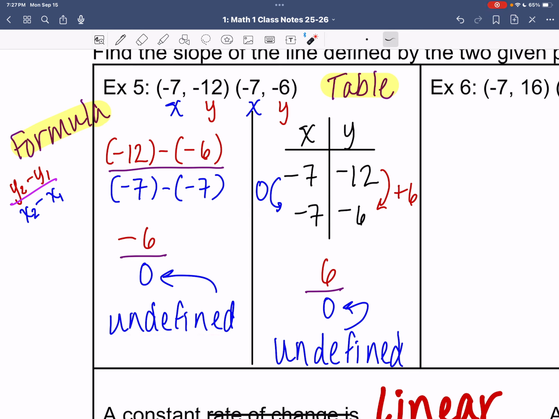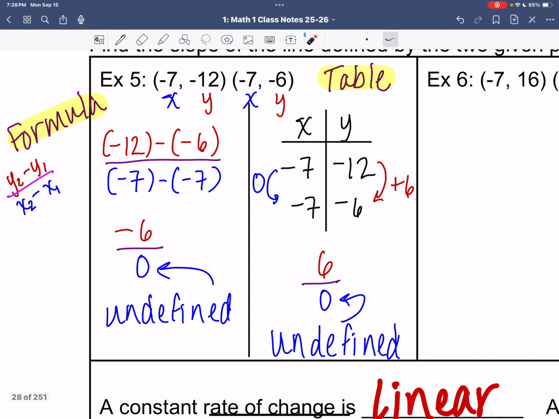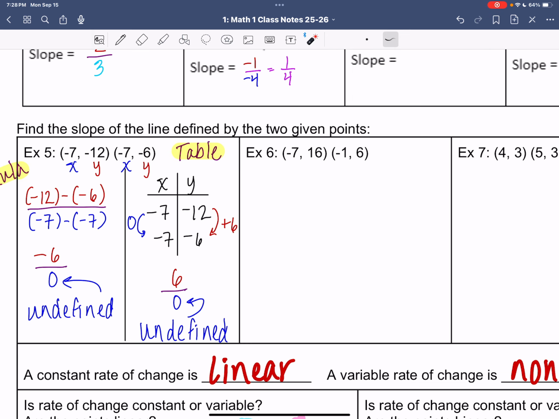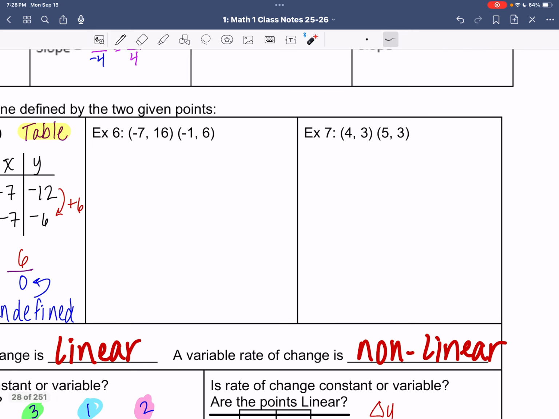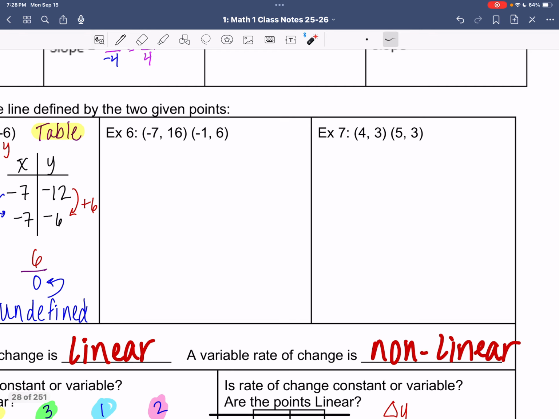The other way to do it is with a table. With the table, you're just finding the distance between the two and what direction you're moving. So you could start at -12, and to get to -6 on your number line, you would go up 6. And then if you're at -7, you wouldn't go left or right because you stay there, so your change is 0. Either way, we're still going to get the same slope. So whatever you feel comfortable with is how you should do it. I don't care if you do formula or table, just make sure you know how to do both.